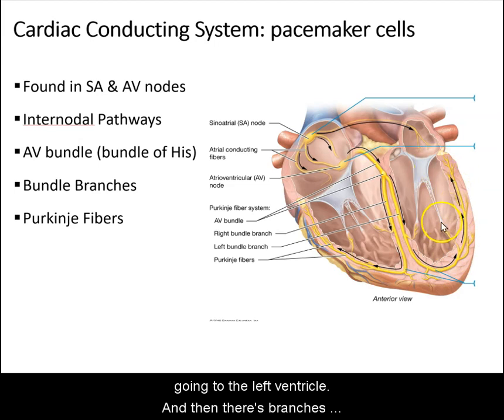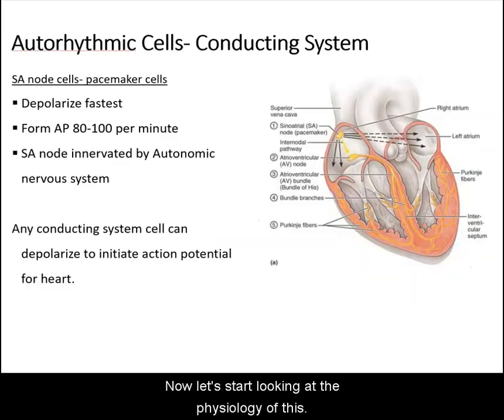And then there's branches that come off that go right into that myocardium, and these are called Purkinje fibers. So this is the name, this is the anatomy of the conducting zone. Now, let's start looking at the physiology of this.